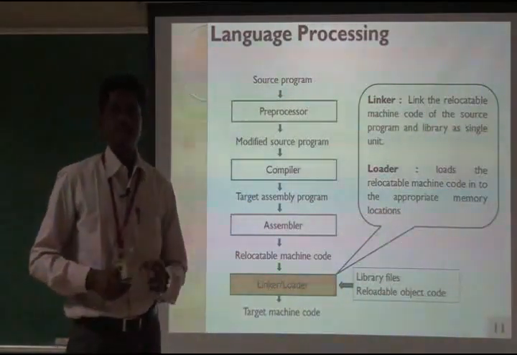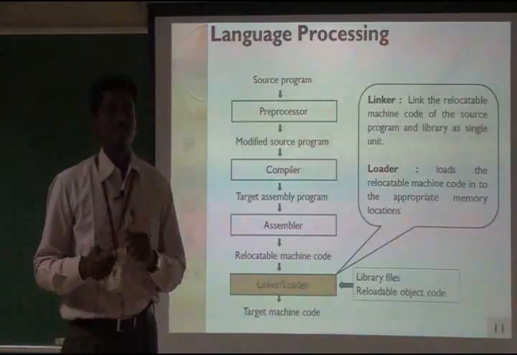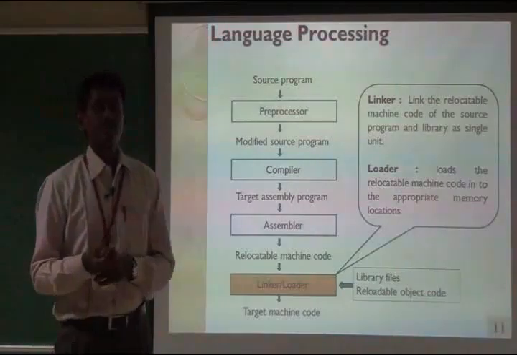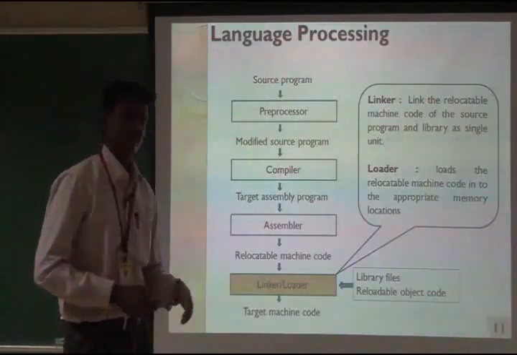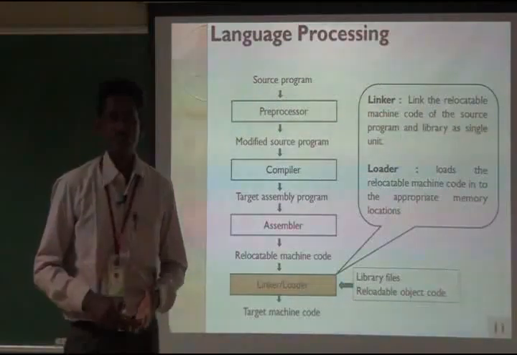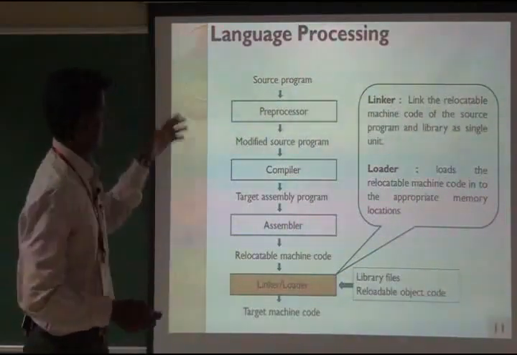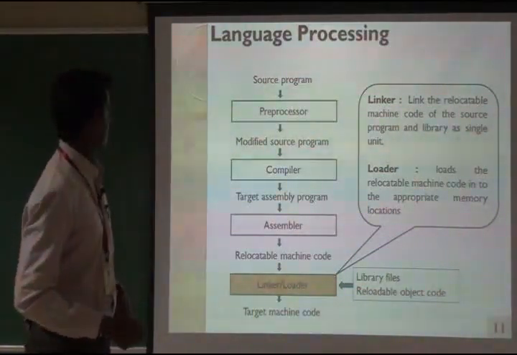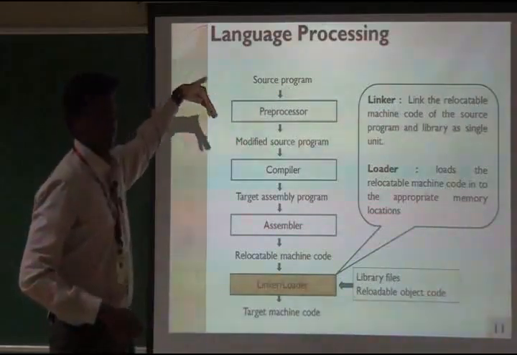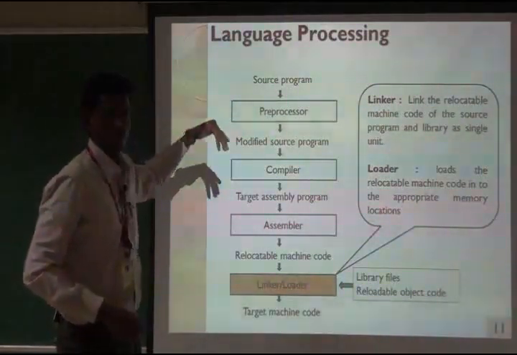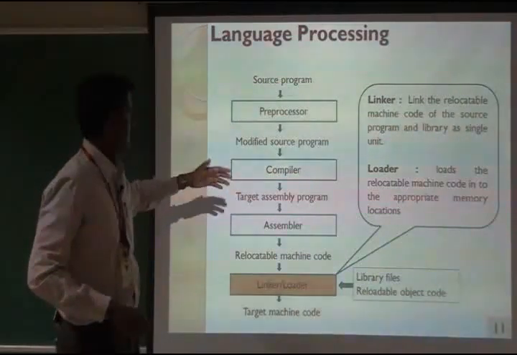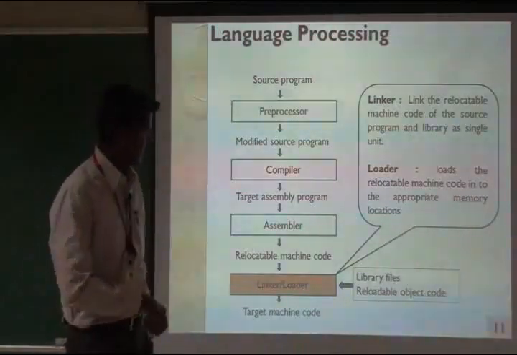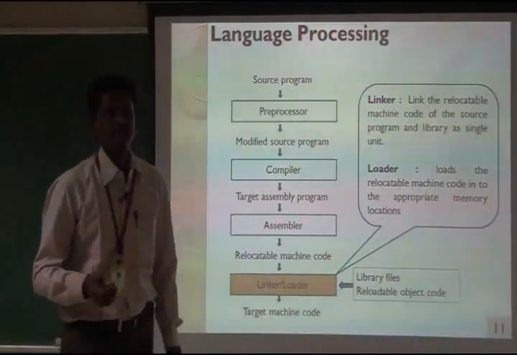Then after the linking process, the total single unit should be loaded into the main memory, because all programs can be executed only from the main memory. That is done by the loader. Only then can we go for the execution. So these are the common processes for executing any computing language program. The source program is modified by the preprocessor, the compiler translates it to assembly, then assembly is translated to machine code, then the libraries are linked and finally it is loaded for execution.